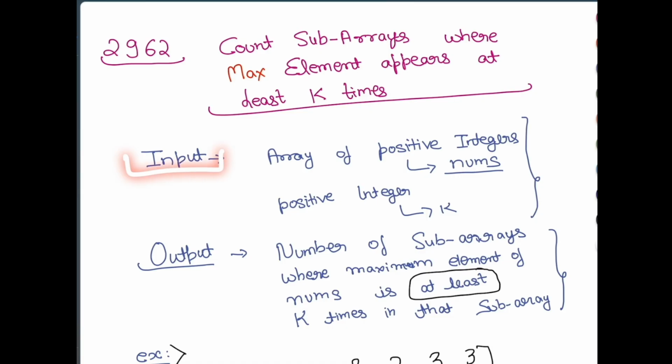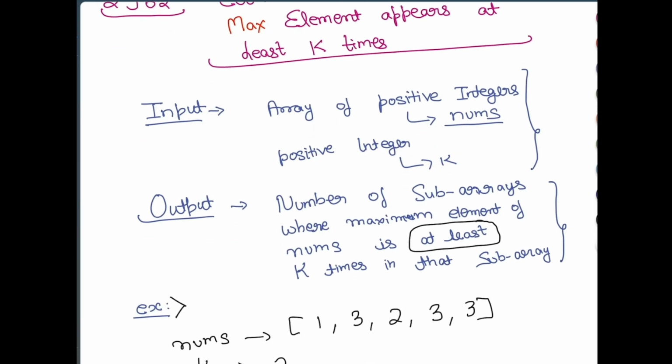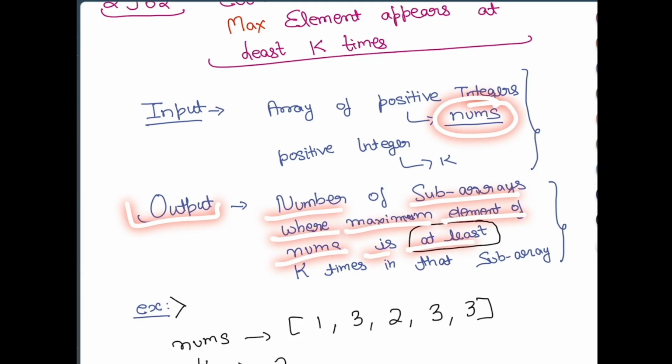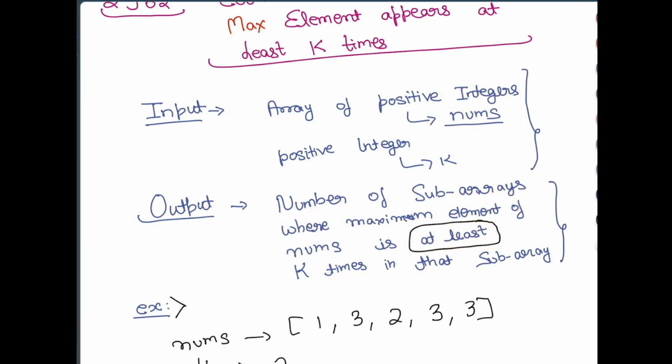The input in the given problem is an array of positive integers, let's call it nums, and another positive integer, which is k. The output which we need to give is the number of subarrays where the maximum element of your given input nums appears at least k times in that subarray. Well, the question description is too long, but it is very easy to understand.